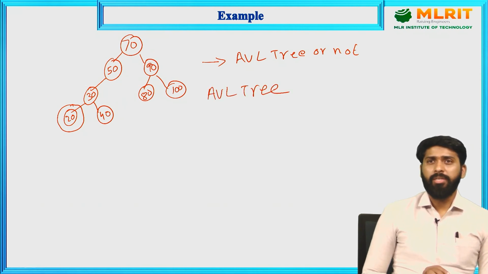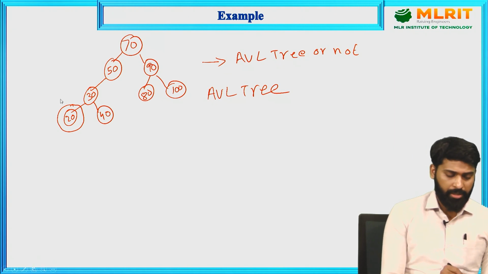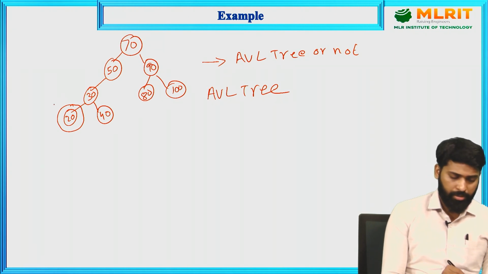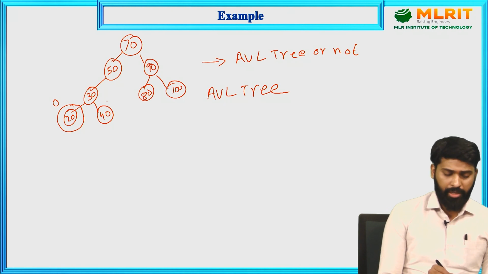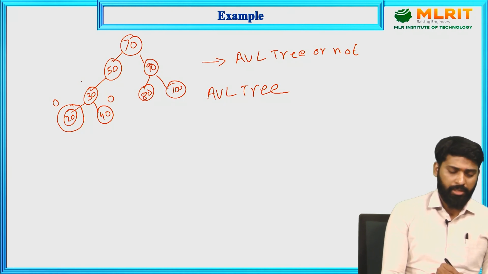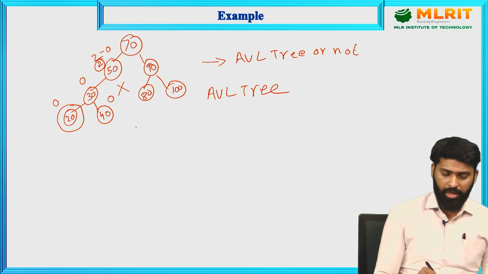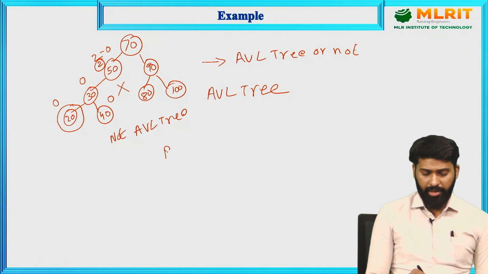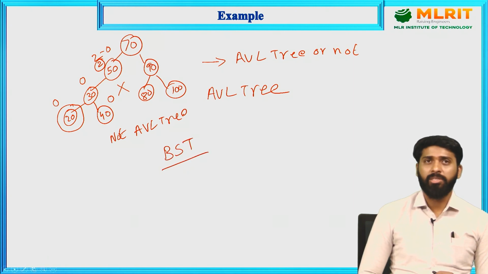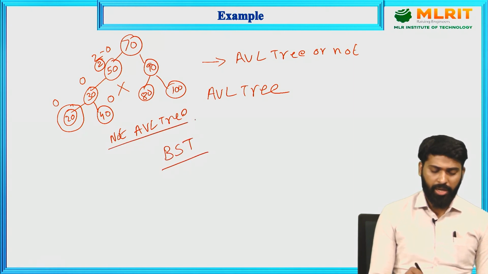Now, consider this example. The balancing factor of 20 is 0, 40 is 0, 30 is 0. For 50, the left height is 2 and the right subtree height is 0. 2 minus 0 is 2 here. So it is not an AVL tree. It is a binary search tree, but it is not an AVL tree.